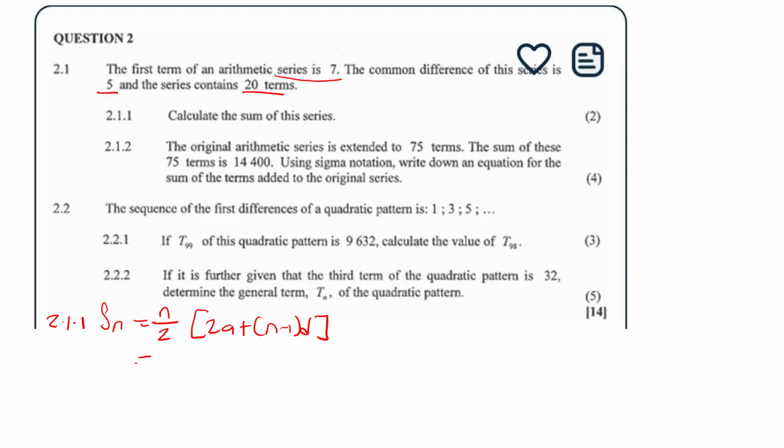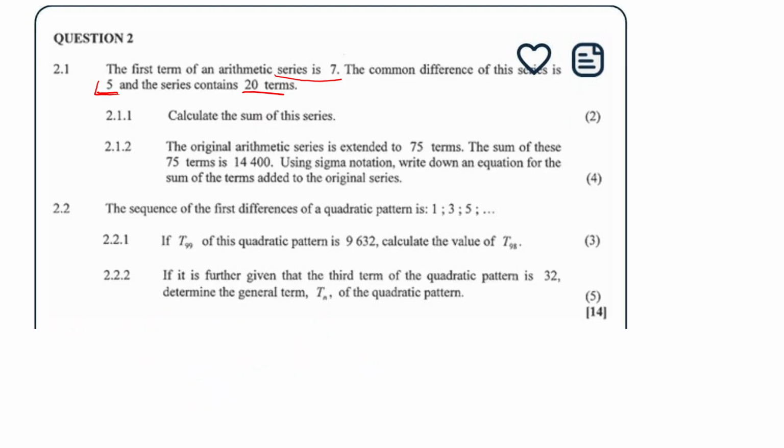Now n is 20 terms, divided by 2, and the first term is 7, multiplied by 7 plus (n which is 20 minus 1) multiplied by the difference, which is 5. If you punch this on your calculator, you're going to have the sum of 1090. Very good.